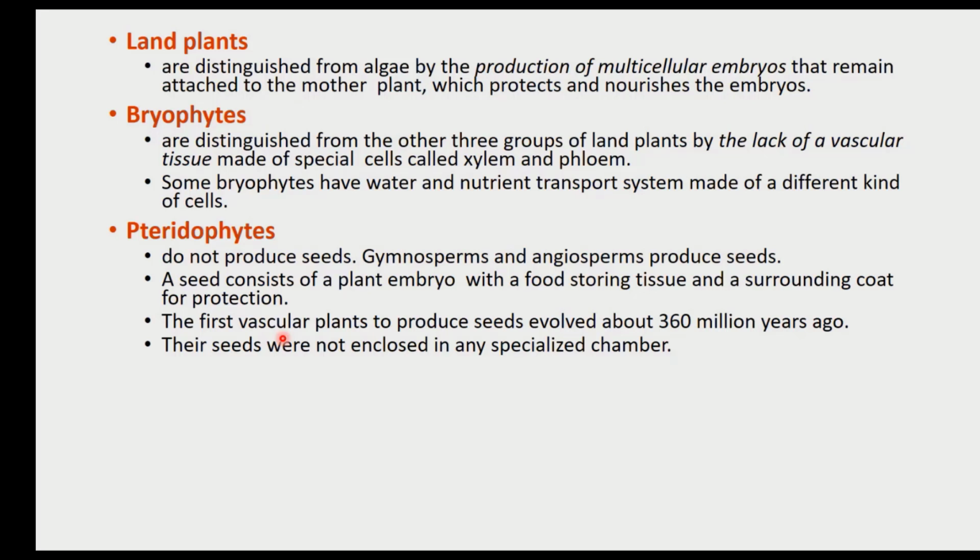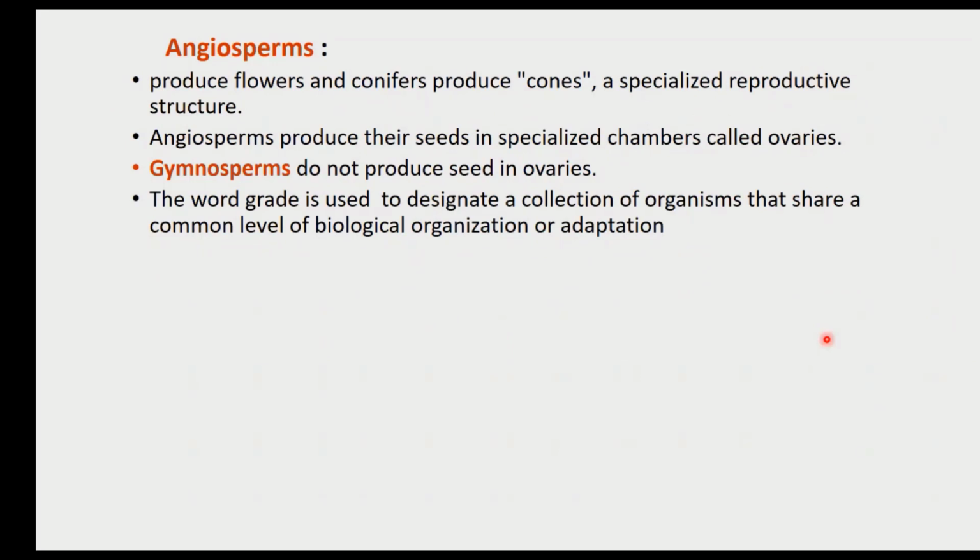This is just a history, but it's a history that you need to know, because like you have seen in the previous exercises and quiz, they throw even an explanation with this terminology, like years, like how long has it been since it evolved or since it began? And then you're going to have to equate it to the right terminology. And their seeds were not enclosed in any specialized chamber. Angiosperms and gymnosperms: angiosperms produce flowers, and conifers produce cones, a specialized reproductive structure. And angiosperms produce their seeds in specialized chambers called ovaries.